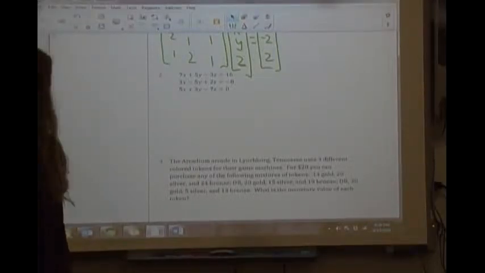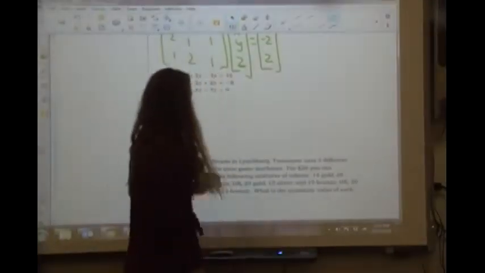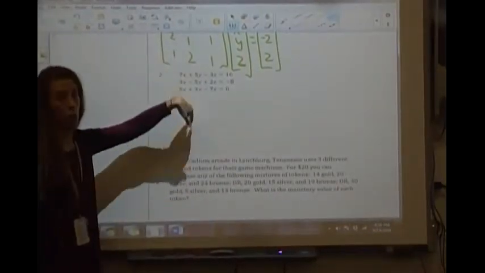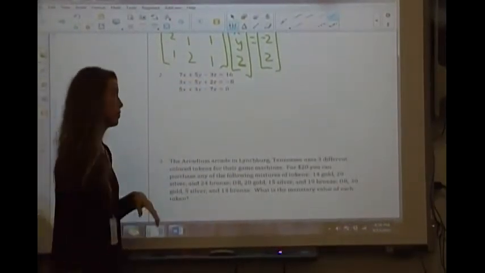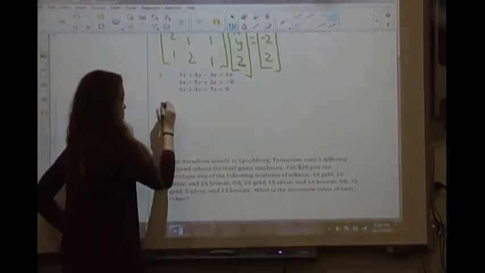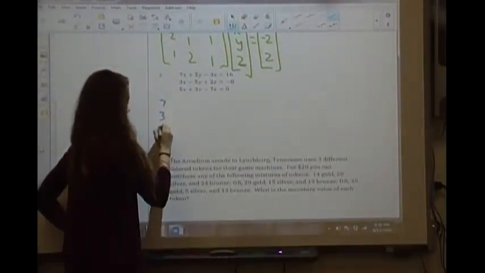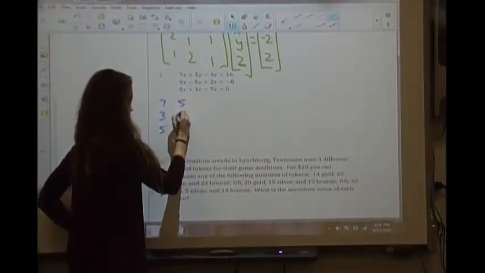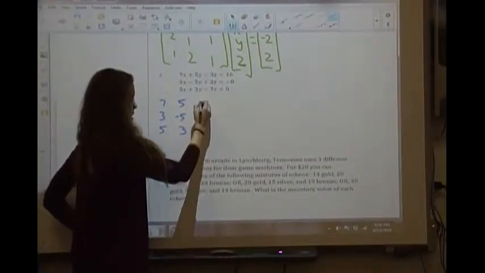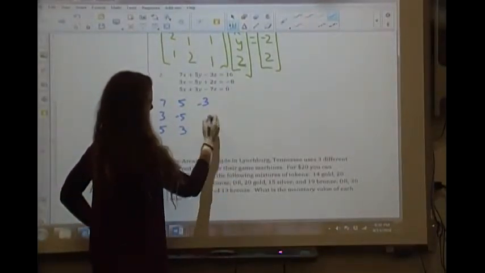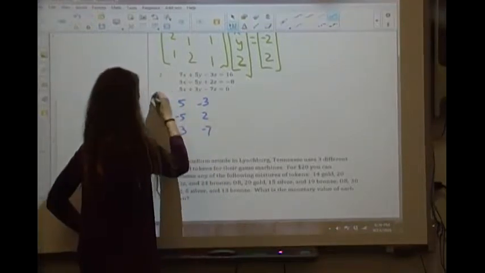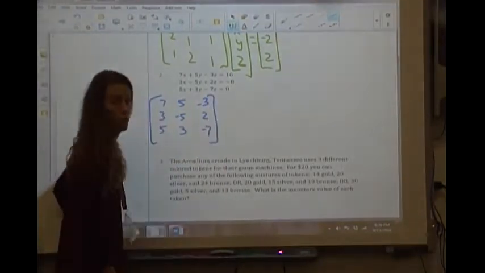Okay, so our second example here, we're going to take, again, we see our x's, y's, and z's are all in columns, which is exactly what we want. So we'll write 7, 3, 5, 5, -5, 3, and 3, sorry, -3, 2, and -7 as our coefficient matrix.